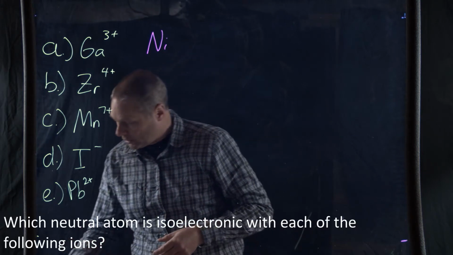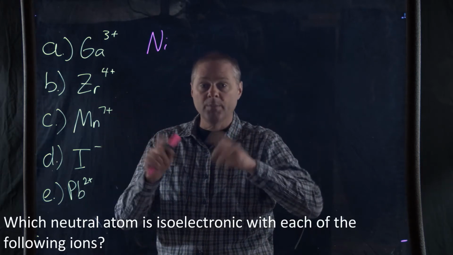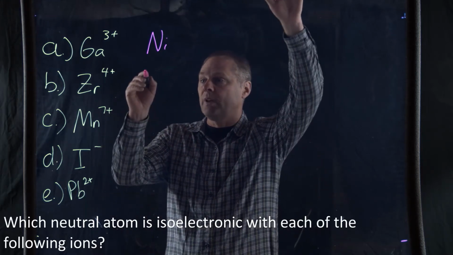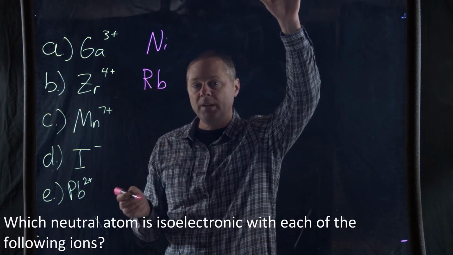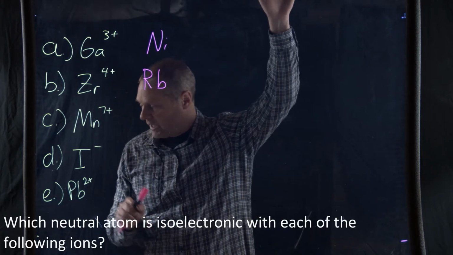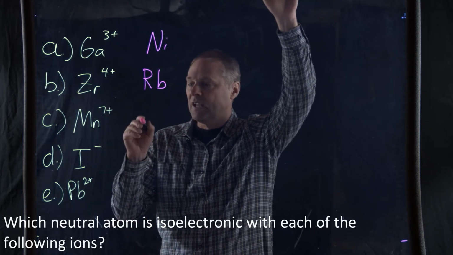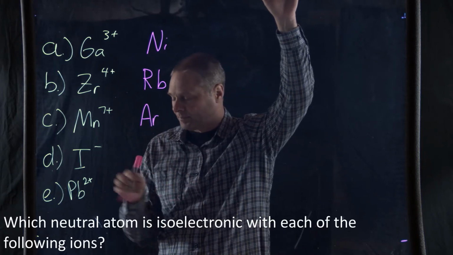All right. Zirconium 4+, you start at zirconium, it gives up 4 electrons, and so it's going to have the exact same electron configuration as rubidium, being neutral. Manganese 7+, if it gives up 7 electrons, it's going to have the exact same electron configuration as neutral argon.